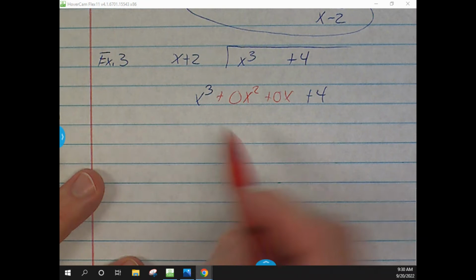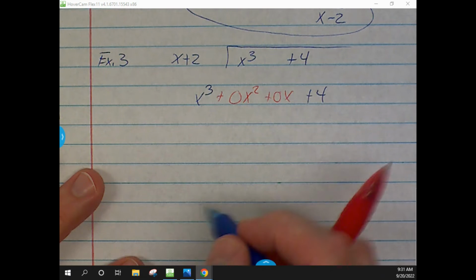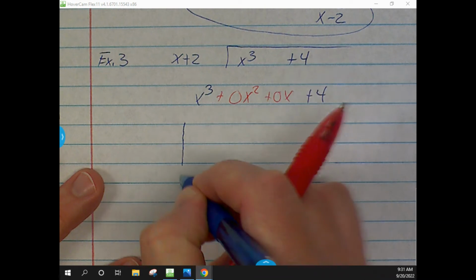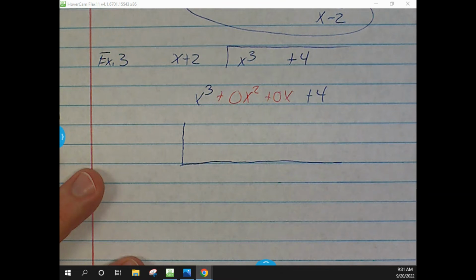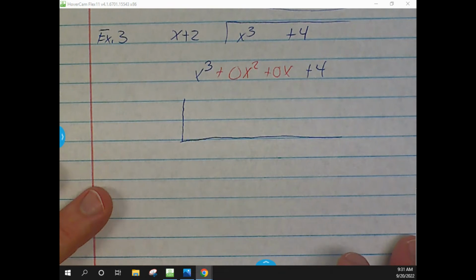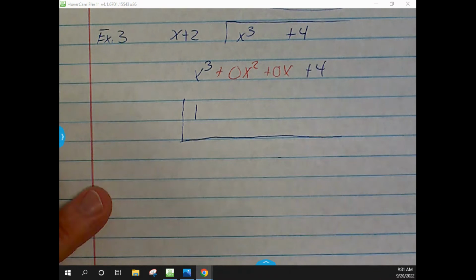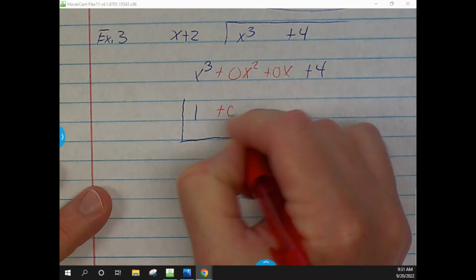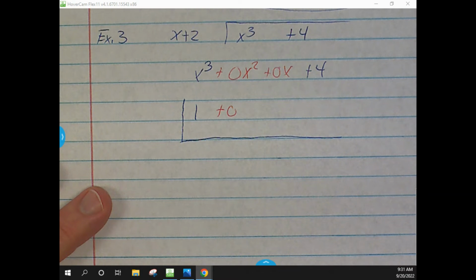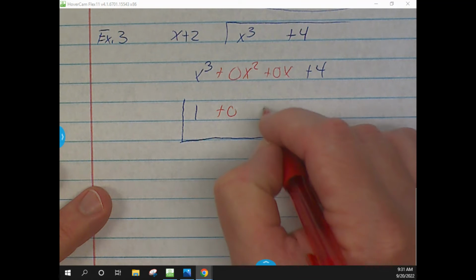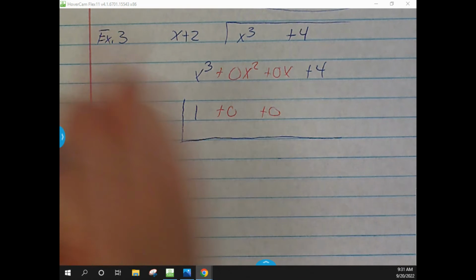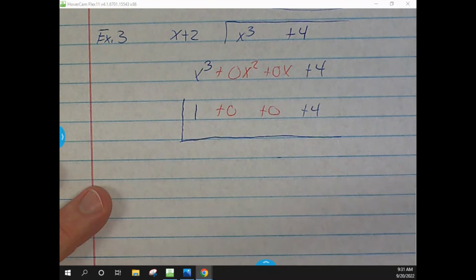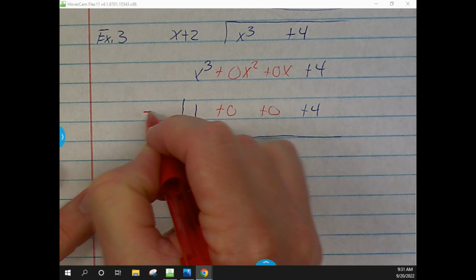Okay, so that's really what this becomes, and now we're going to flip it upside down with the coefficients. So we've got 1x to the third. We do a plus 0. We don't necessarily have to put a plus, but it just makes sure we've got a sign there. We've got a plus 0, and then we've got plus 4. All right, and on the outside, just make sure you change that from a positive 2 to a negative 2.